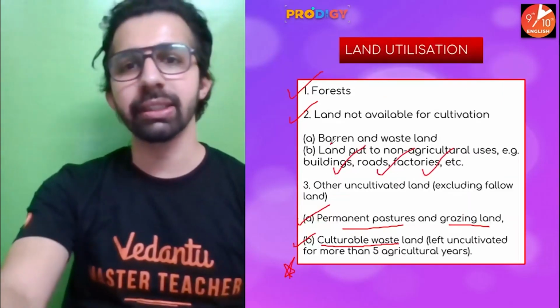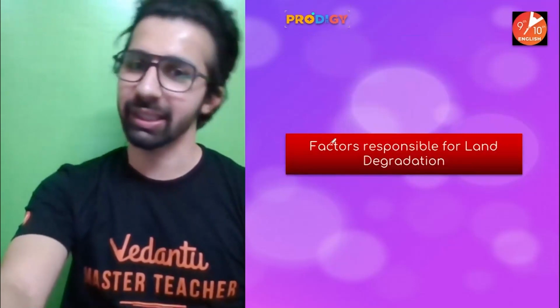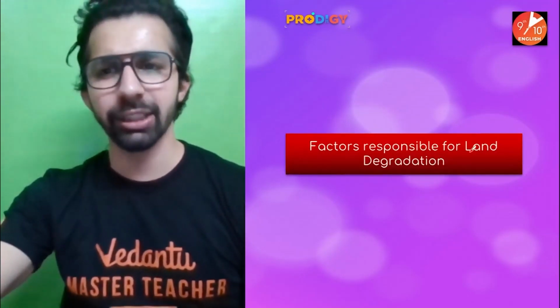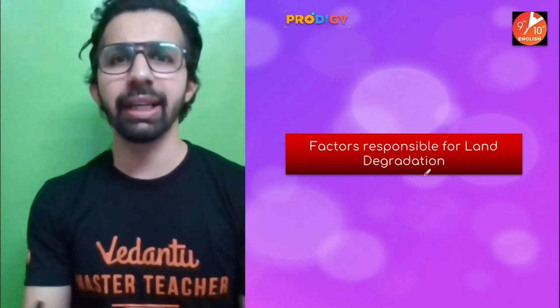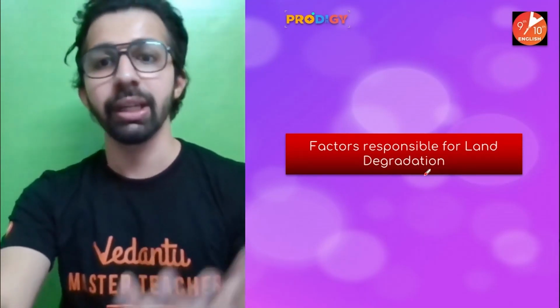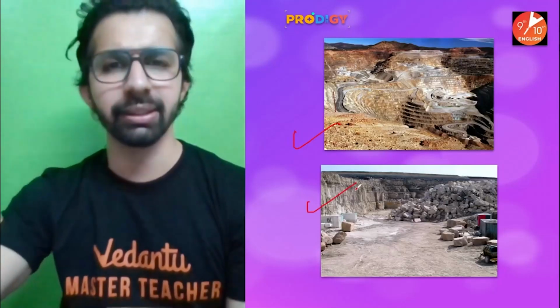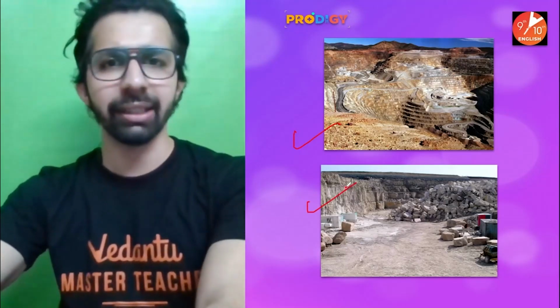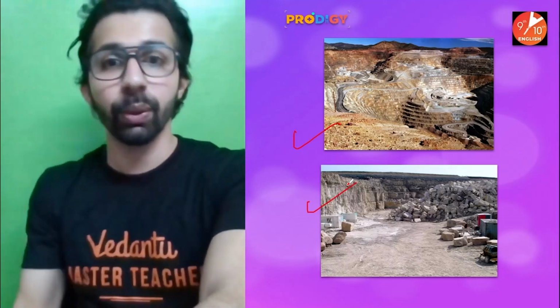All right. So guys, this is how the land is utilized for various purposes. Next, guys, let's see the factors which are responsible for land degradation. There are many factors which are responsible for land degradation, like deforestation, overgrazing. This image gives us information about deforestation. This is overgrazing. This is mining activities. So due to all these reasons, the land gets degraded. The quality of the land gets reduced.